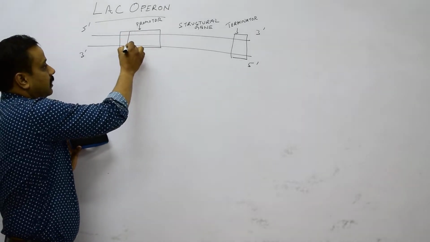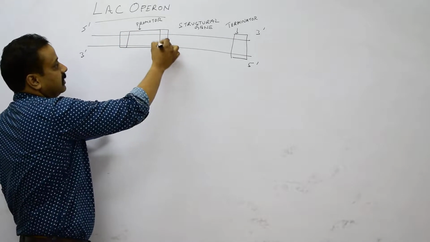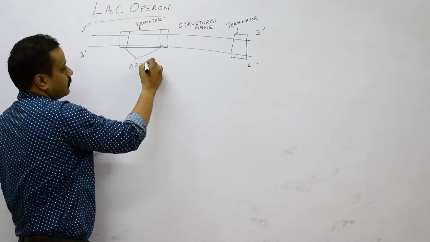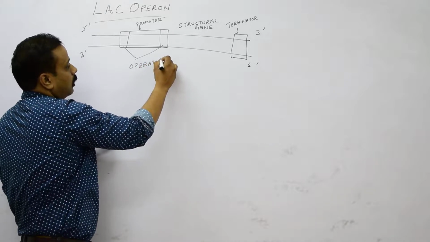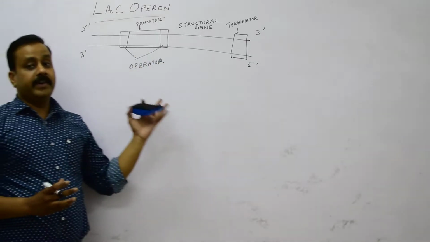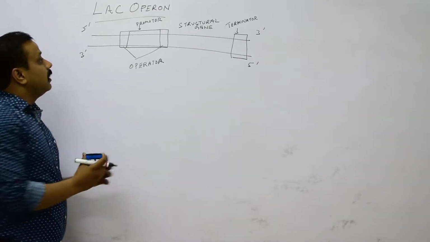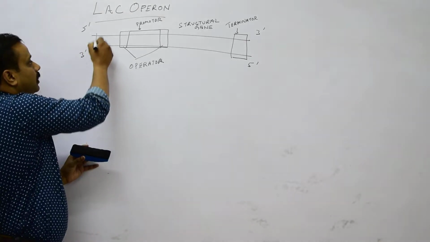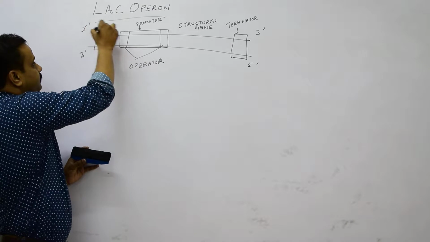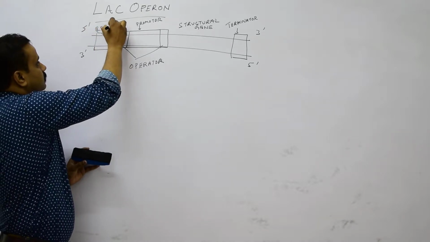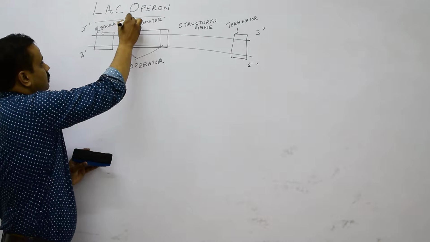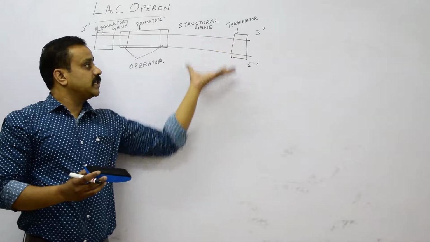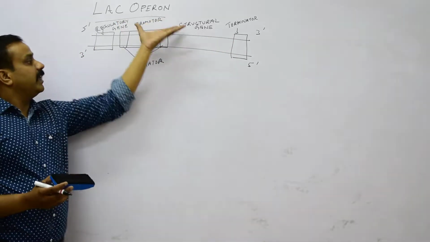Beside that, there is another site or gene which is called the operator site or operator gene. Then along with this structural gene, there is one regulatory gene, which controls the expression of this particular gene. We are studying the Operon.